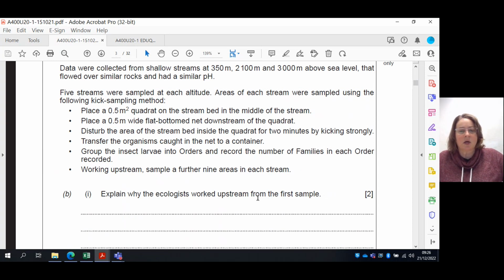The question here is, why do you kick sample upstream? Why don't you kick sample the same place? Why don't you kick sample downstream? Why do you kick sample upstream?